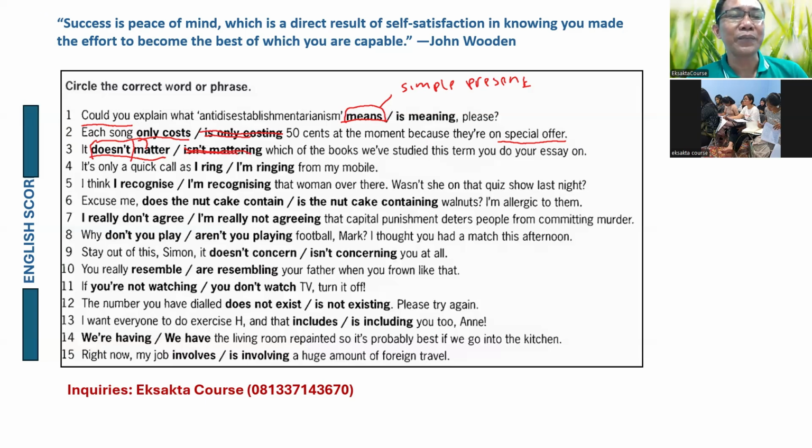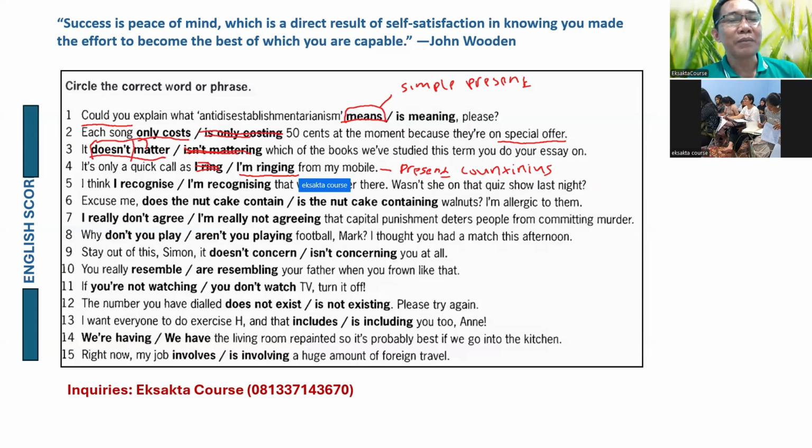Okay, next, number 4. "It's only a quick call as I ring, and then I'm ringing from my mobile." Here we know that number 4 is present continuous. Look at "a quick call." So use "I'm ringing" as I'm ringing. Here it is not simple present but present continuous. The answer is "I'm ringing."